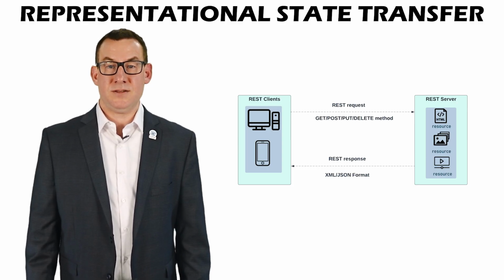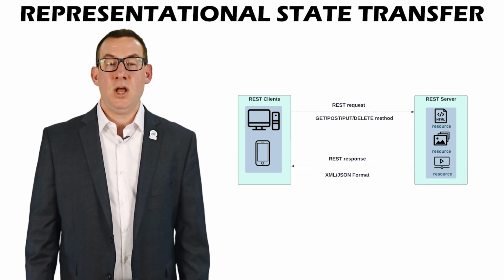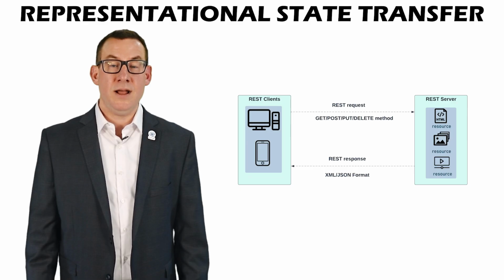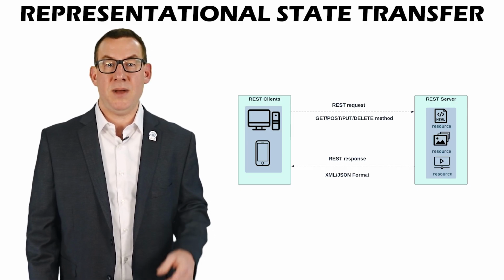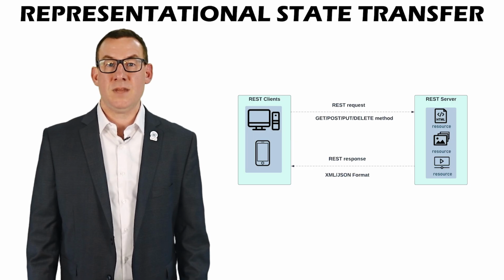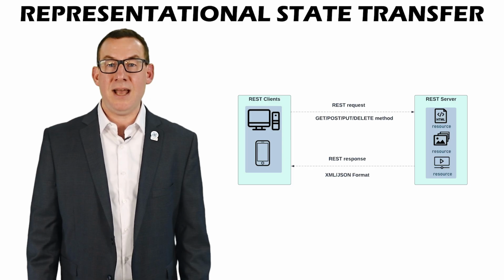Representational State Transfer, or REST. Representational State Transfer is a lightweight architecture that uses HTTP and supports JSON and XML. Representational State Transfer is used in GIS web apps and APIs.